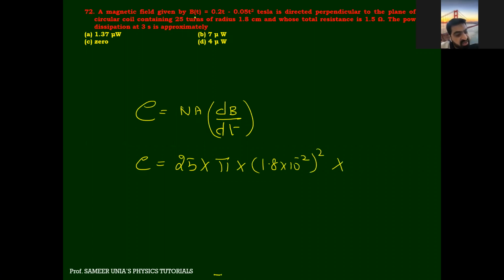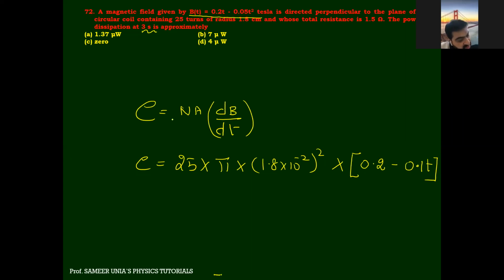How much is dB by dt? Take the derivative, quickly. Come on. What will it become? 0.2 minus how much? 0.1 t. Are you there with me? Yes, sir. And they want it at t equal to how many seconds? 3 seconds. Correct?